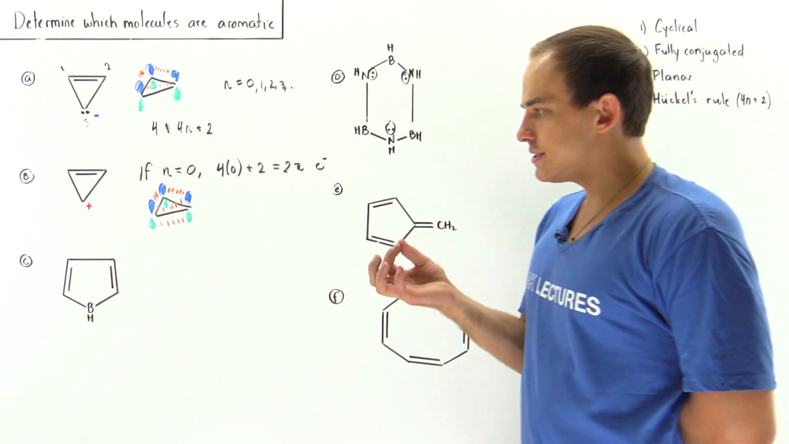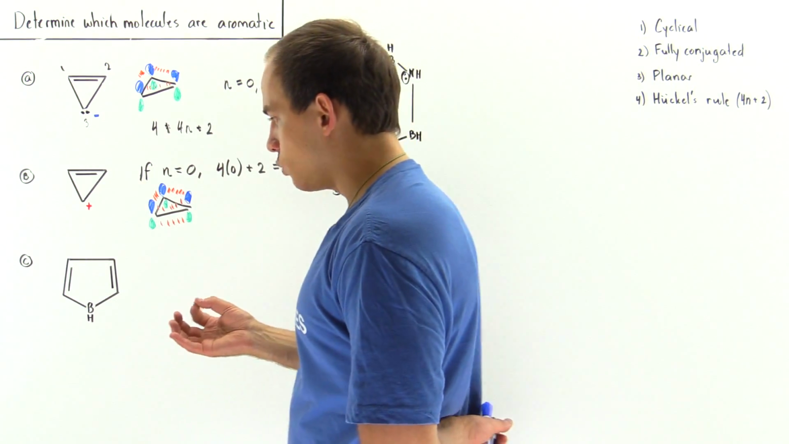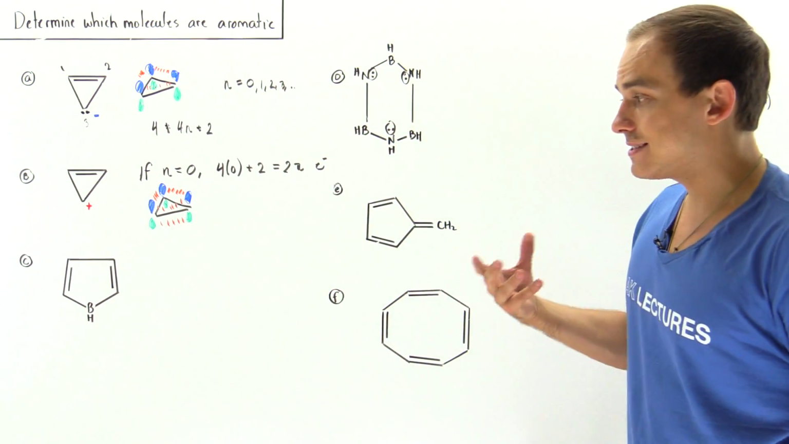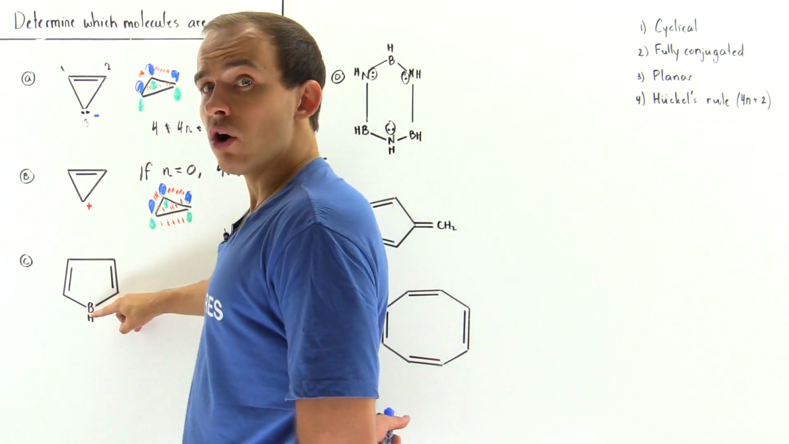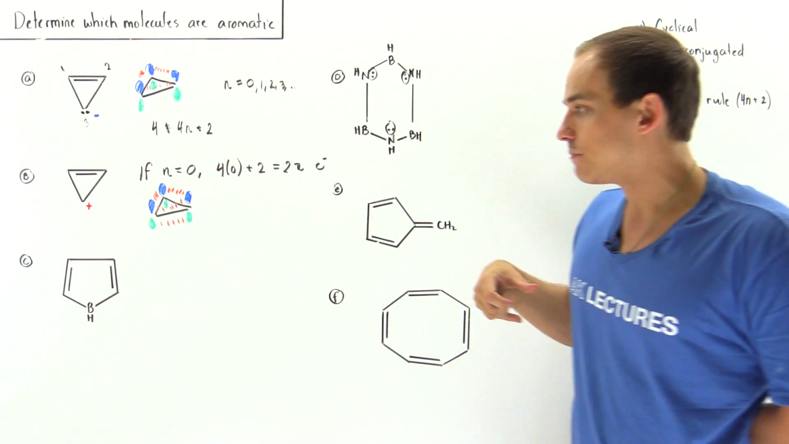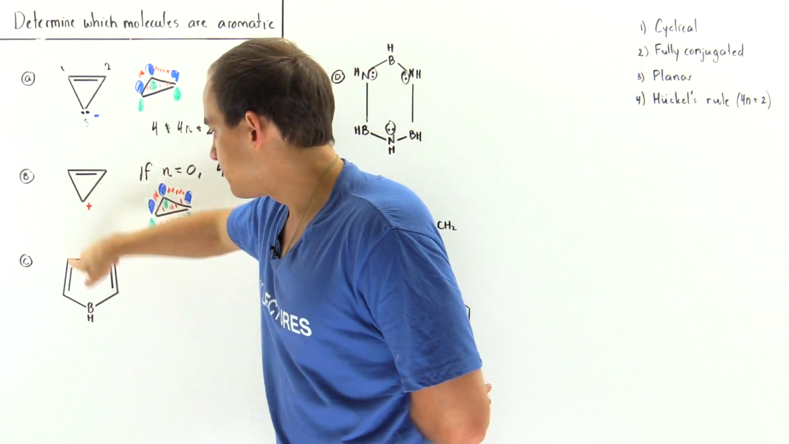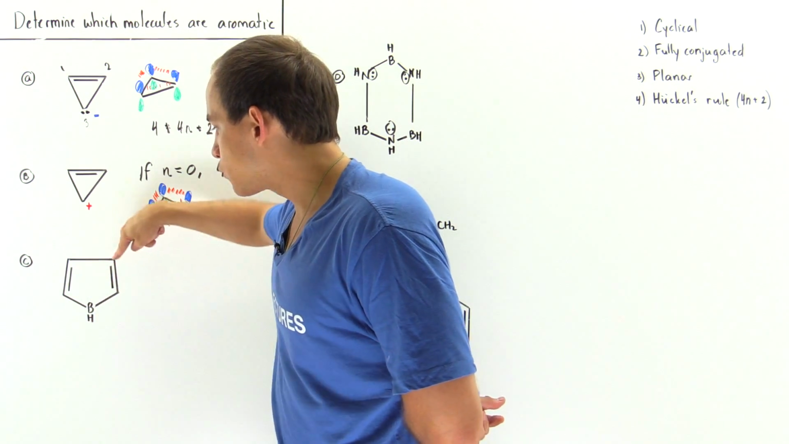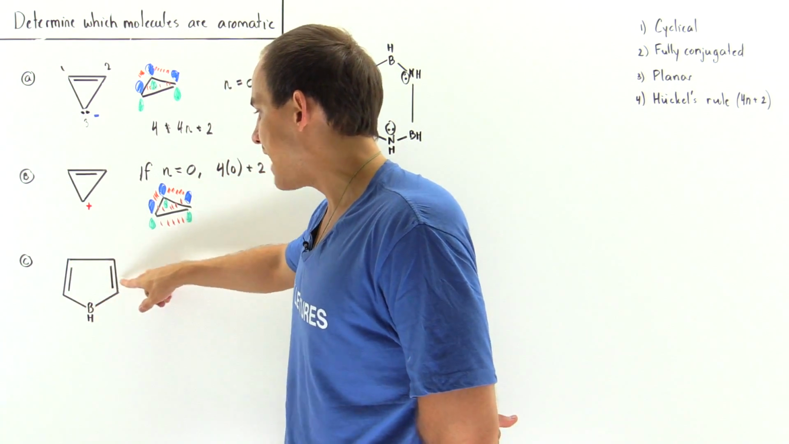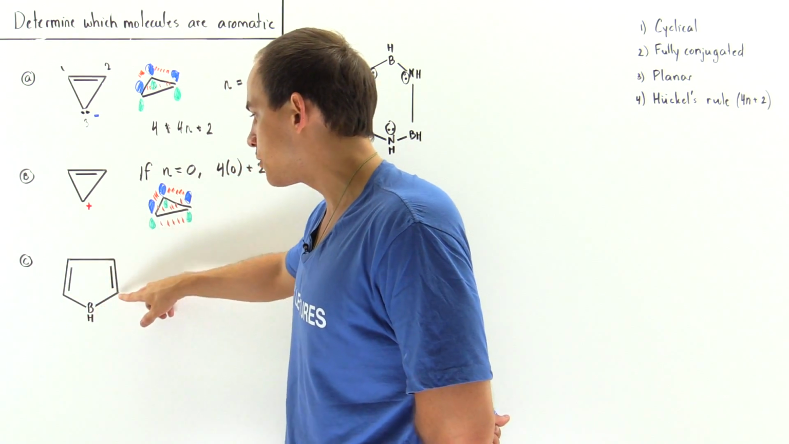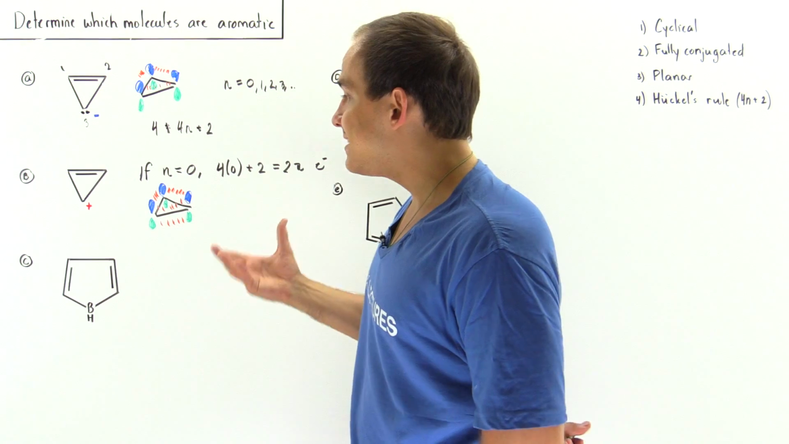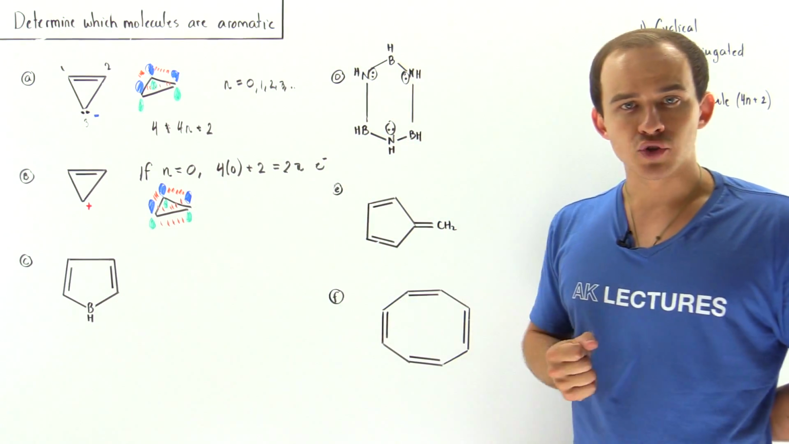So molecule C is a cyclical molecule. It is planar and it is conjugated in the sense that this boron contains an empty 2p orbital, an empty orbital that basically allows these electrons to interact with this orbital. So we see that all these atoms in our ring structure are conjugated. The question is, what is the total number of pi electrons?